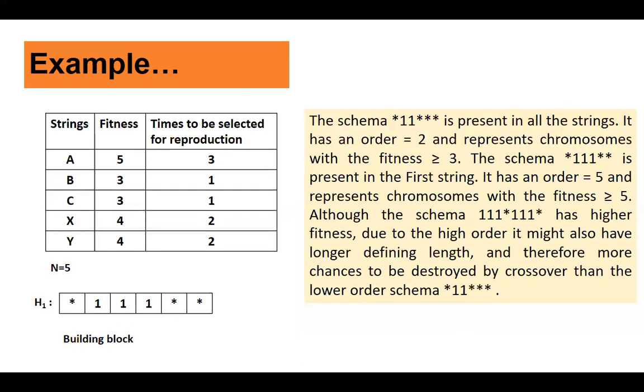Fine. Now, the schema star 1 star is present in all the strings. It has order 2 and represents chromosomes with the fitness greater than or equal to 3. The schema star 1 1 1 star star is present in the first string. It has order 5 and represents the chromosomes with the fitness greater than or equal to 5. Although the same schema 1 1 1 star has higher fitness due to the higher order, it might also have a longer defining length and therefore more chances to be destroyed by crossover than the lower order schema star 1 1.